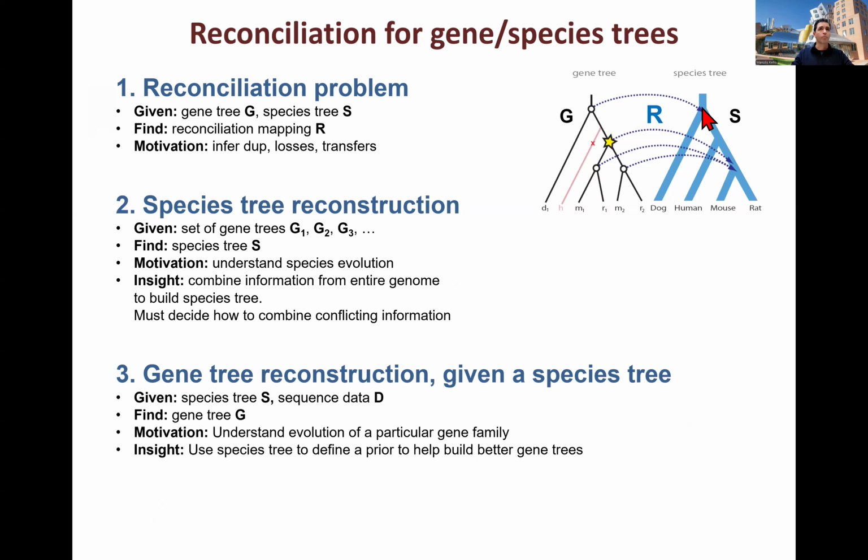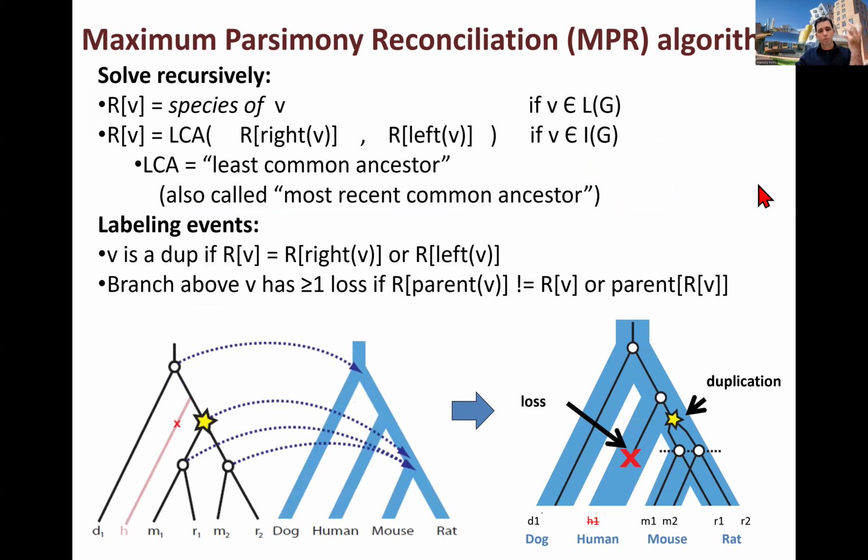Everybody with me here? So that's basically a very simple explanation for what reconciliation is. So I basically build my species tree, I build my gene tree, and then I reconcile them by simply mapping to the least possible height. So I recursively solve this particular algorithm, which at the root of it has this least common ancestor. In other words, the most recent common ancestor of all of the branches, of all of the species that are represented in the children of that node.